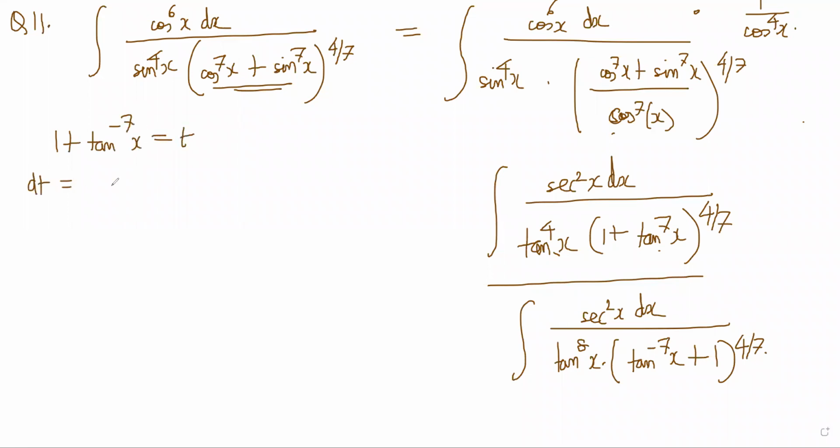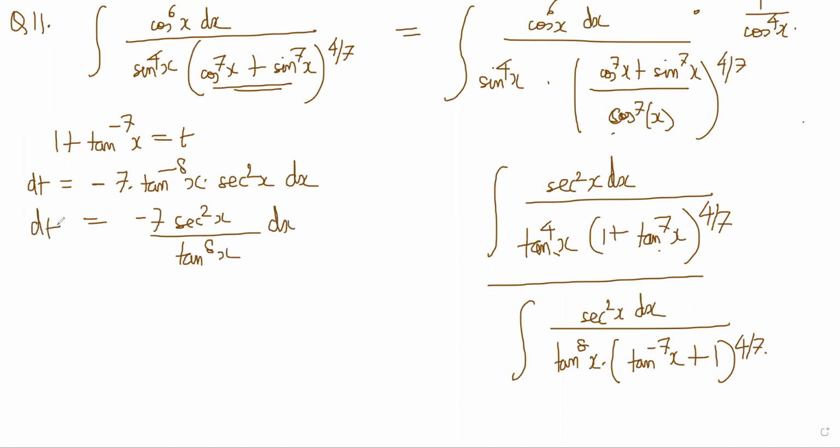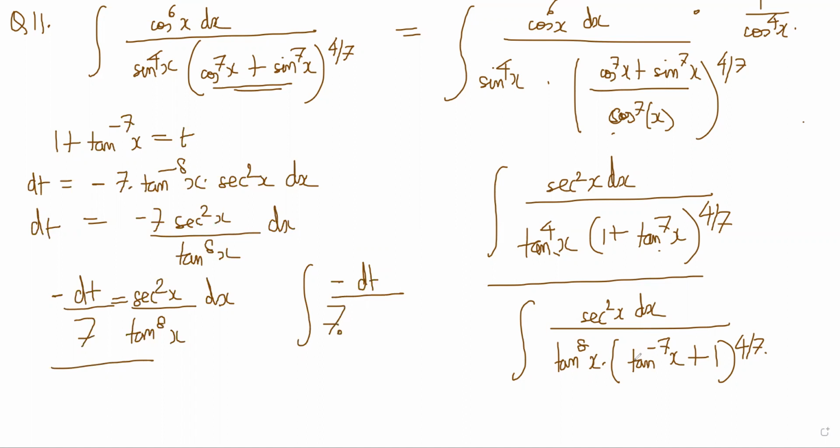You have dt is equal to minus 7 tan power minus 8x multiplied by sec square x dx, right? So this is minus 7 sec square x by tan power 8x dx. This is your dt. So minus dt by 7 is equal to sec square x by tan power 8x dx. So you get the integral minus dt by 7, and this is your t power 4 by 7. And now it is straightforward. By the power rule, you can easily integrate this.